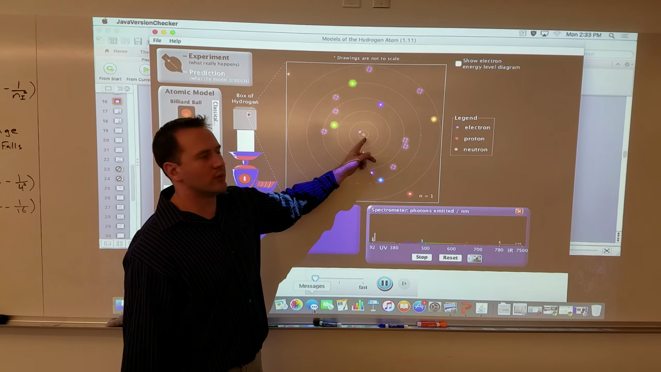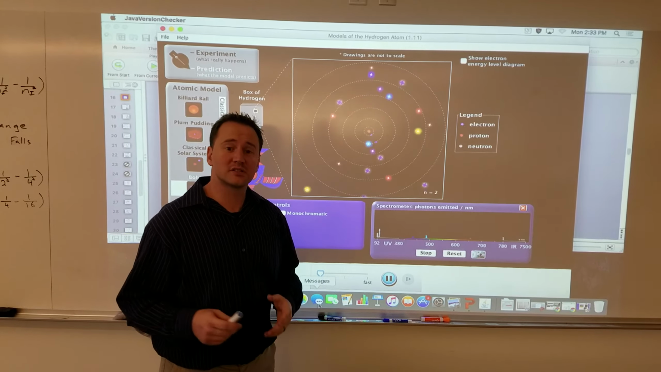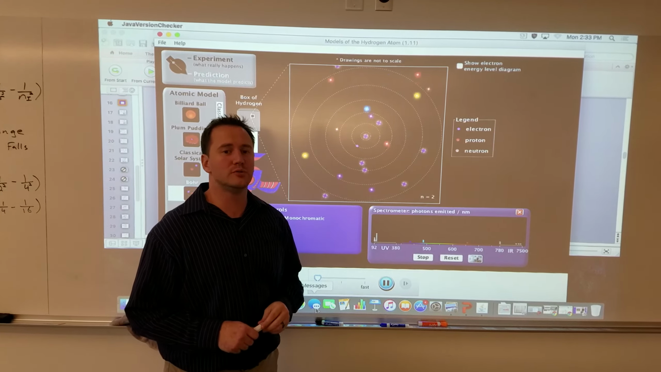Now, it doesn't have to fall all the way back down like it did there, but there are a bunch of different transitions it undergoes, some of which we see and some of which we do not.